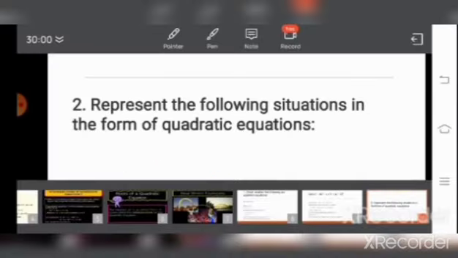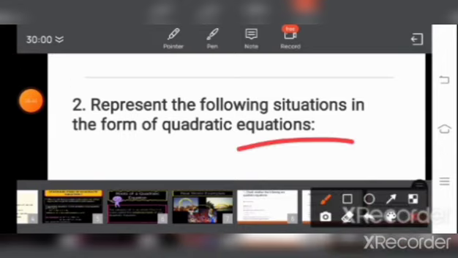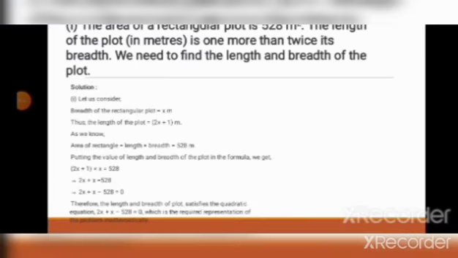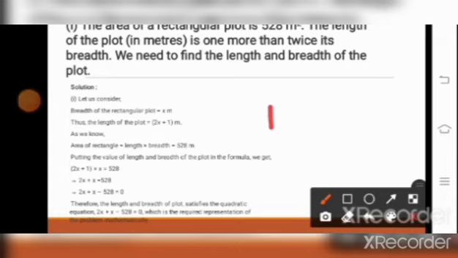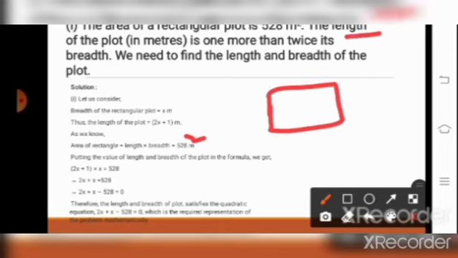Now we will represent some situational questions. Some situations are given, and we will form quadratic equations. The first is: the area of a rectangular plot is 528 meter square, and the length of the plot is one more than twice its breadth. So suppose that it is a rectangular plot. First read the statement carefully. Always break the statement and then read it. The length of the plot in meters is 1 more than twice its breadth.